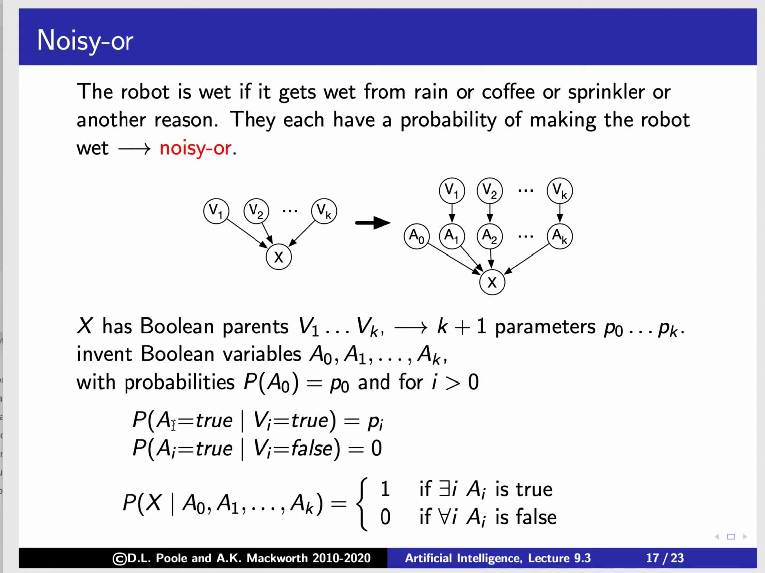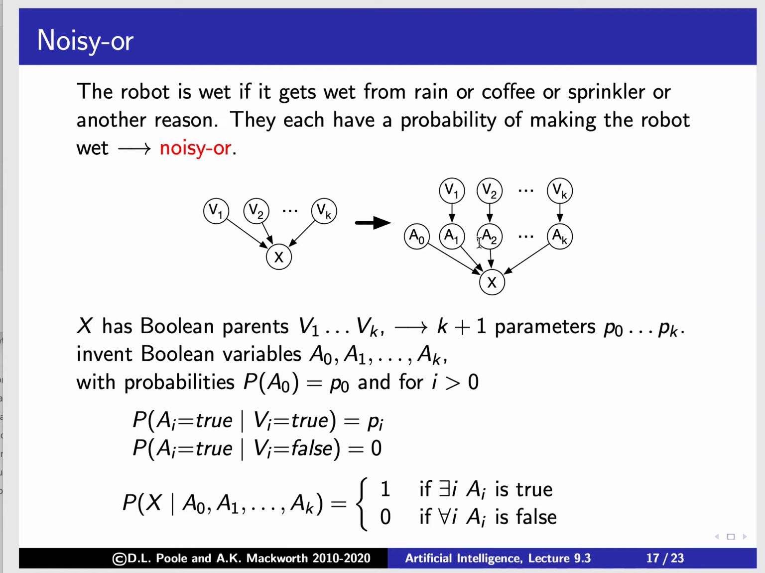And then if VI is true, then AI is true with probability PI. So you can think about this as, if it's raining, then they'll get wet through rain. Right, so that's what's happening here. That's going to be PI. And if it's not raining, they're not going to get wet from rain. So that's why we have this 0 here. Okay. And now this is just a real OR. This is just P of X given A1 to AK is an OR. So it's true if one of them is true, and it's only false if all of them are false.